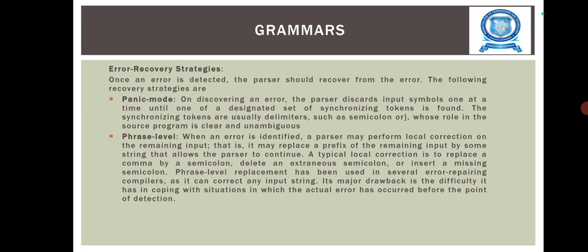When an error is identified, a parser may perform local corrections on the remaining input, that is, it may replace a prefix of the remaining input by some string that allows the parser to continue. A typical local correction is to replace a comma by a semicolon, delete an extraneous semicolon, or insert a missing semicolon. Phrase level replacement has been used in several error repairing compilers as it can correct any input string. Its major drawback is the difficulty it has in coping with situations in which the actual error has occurred before the point of detection.